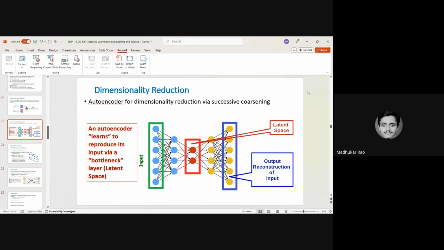So the green box tells you your input. Your red box is the latent space, which is a reduced dimensionality latent space. And then the blue box on the right is the reconstruction of the input. And if we have done a good job, the mean squared error between the output reconstruction and the correct answer should be as close to zero as possible. So that means your latent space does a very good job in representing the problem. And this has a whole bunch of different uses.